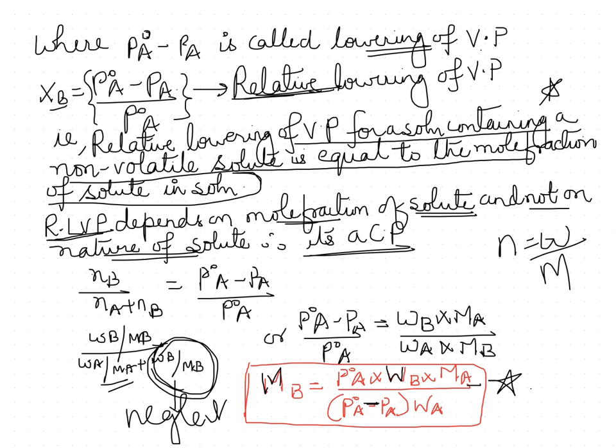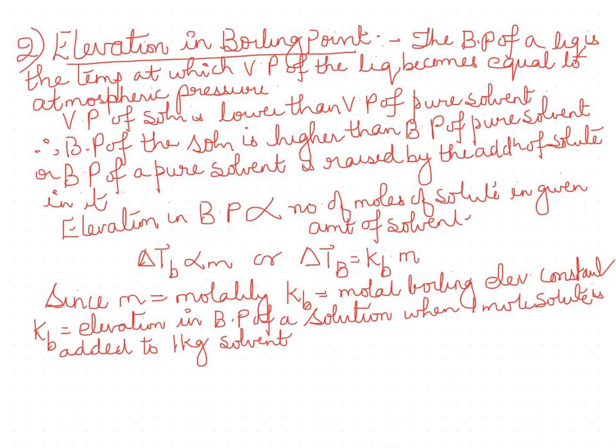All these equations you have to learn, or you have to recollect when we are doing the problems. Is it very, very clear? So that is relative lowering of vapor pressure. Is it clear? Now let us move on to the next one, elevation in boiling point.